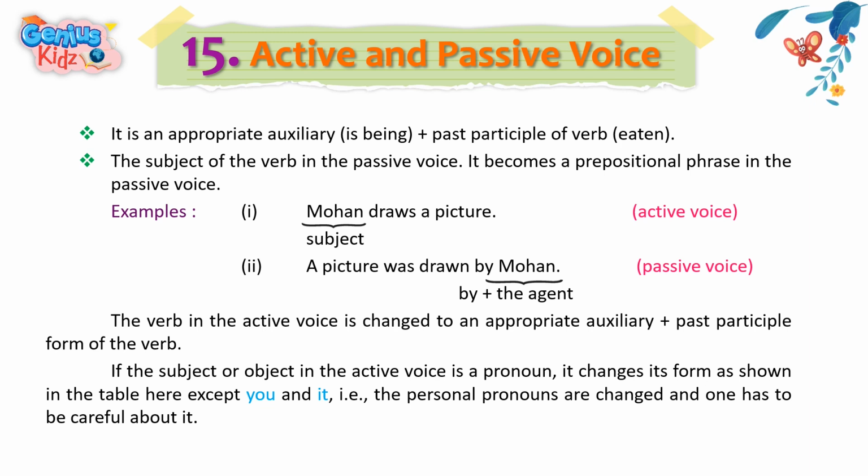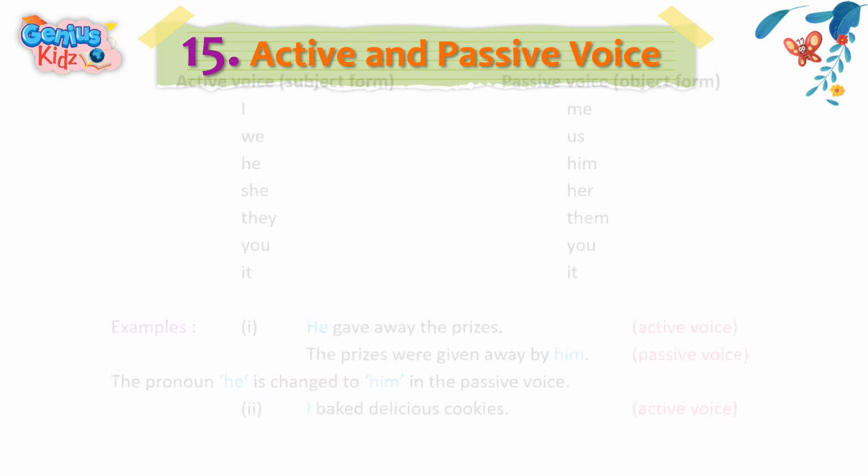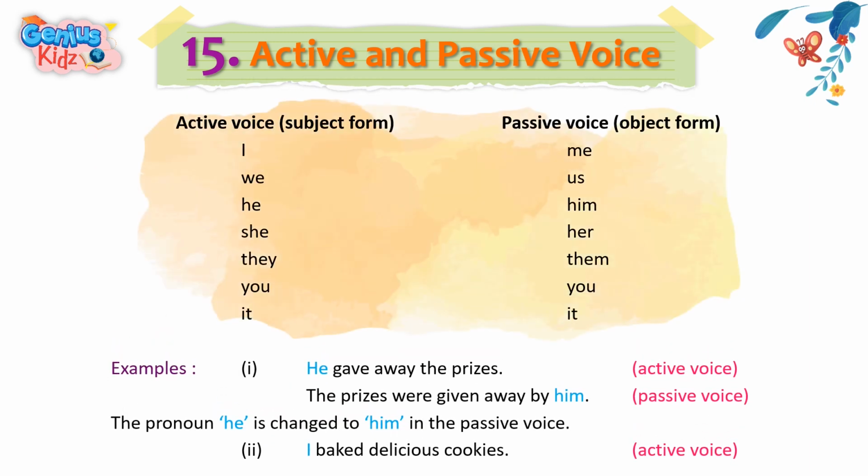If the subject or object in the active voice is a pronoun, it changes its form as shown in the table here, except you and it. That is, the personal pronouns are changed and one has to be careful about it. Active voice, subject form. Passive voice, object form. I, me, we, us, he, him, she, her, they, them, you, it.